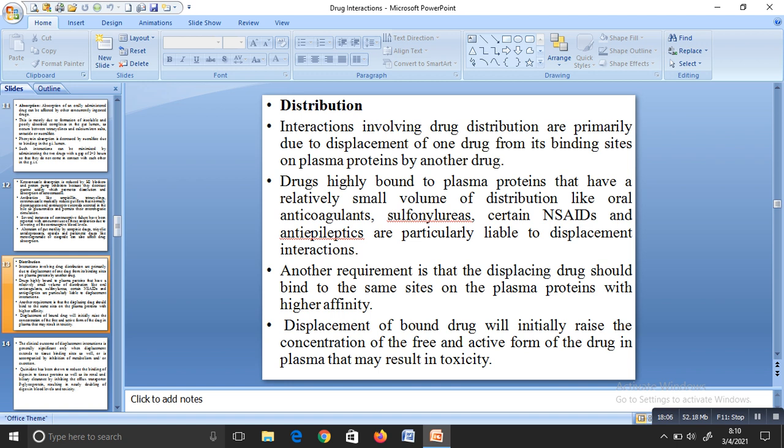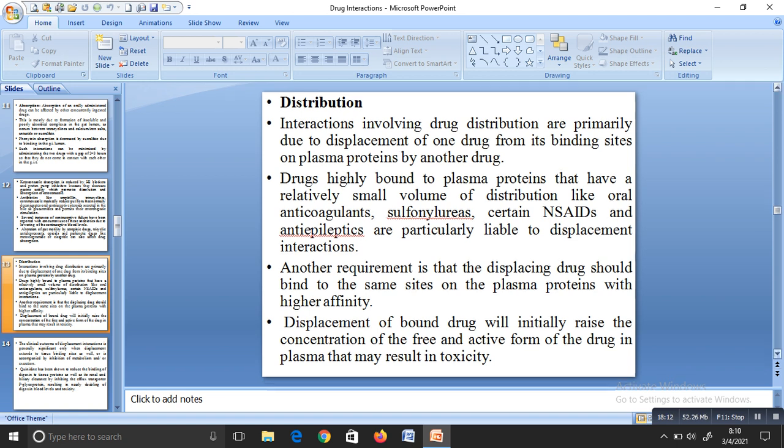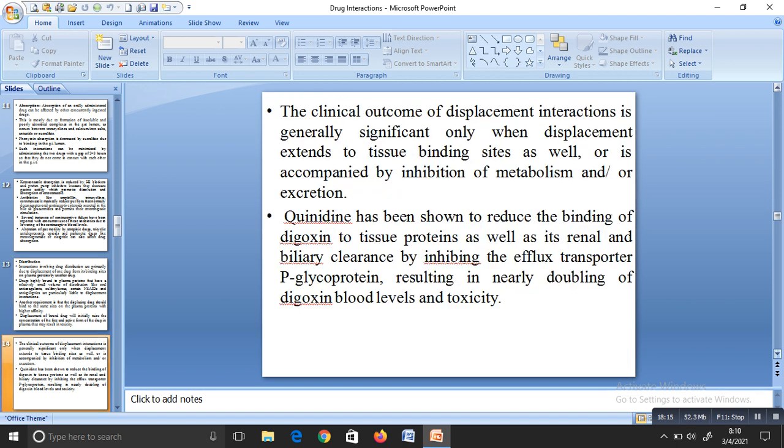So, examples you can write. Quinidine will reduce the binding of digoxin, and it doubles the blood levels of digoxin. Quinidine is an antiarrhythmic drug. Digoxin is a drug used in congestive heart failure. Quinidine will reduce the binding of digoxin to the plasma protein site. Because of that, the concentration of digoxin will be increased and it will lead to toxicity. Okay.